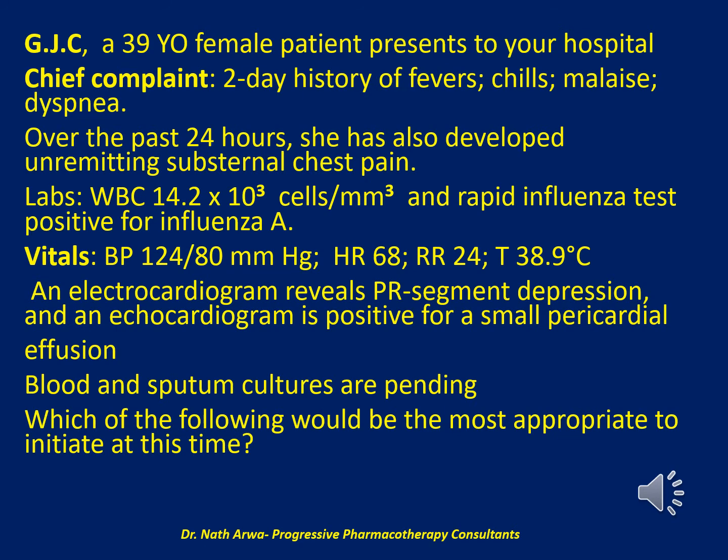Her pertinent vitals include a blood pressure of 124 systolic, 80 diastolic, a heart rate of 68 beats per minute, a respiratory rate of 24 breaths per minute, and a body temperature of 38.9 degrees Celsius. An electrocardiogram reveals PR segment depression, and an echocardiogram is positive for a small pericardial effusion. Blood and sputum cultures are pending. So my question to you is, which of the following would be the most appropriate to initiate at this time?